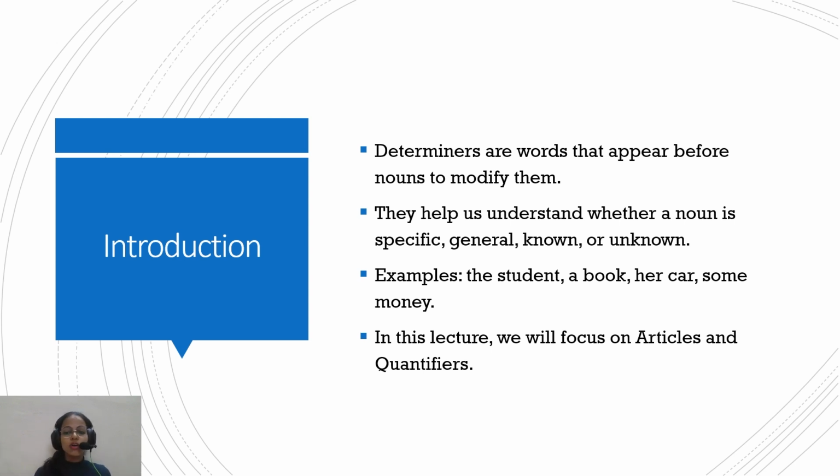So, a book. Her car. So again, her here is a determiner. It is telling us the relationship between the car and the owner, or whom the car belongs to. Some money. Again, it's a quantifier. Some is a quantifier and money is the noun. So we're getting an understanding of how much money, some money. So these words modify a noun and they help us in better understanding the noun.